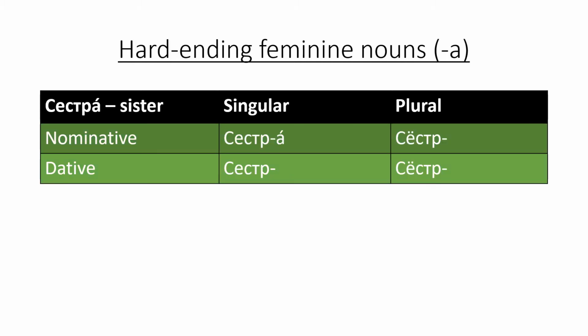Hard-ending feminine nouns, that is, nouns that end in -а, will add -е to the stem to form the dative singular and -ам to form the dative plural. Here we have the word сестра, meaning sister, as an example. So that will become сестре. And in the plural, сёстры, sisters, will become сёстрам.